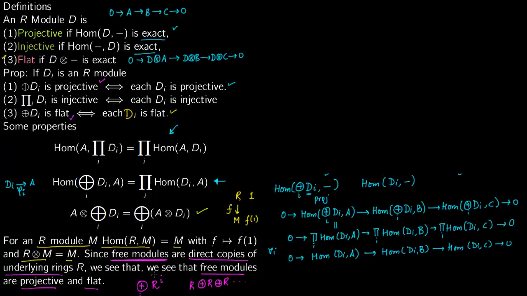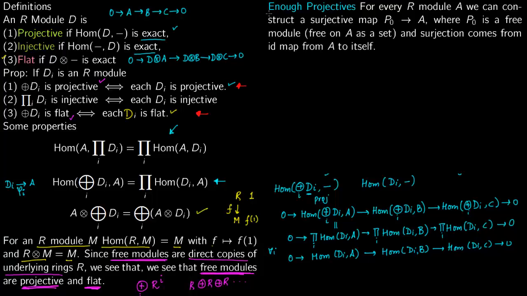So this is important. Again, free modules are direct copies of underlying rings. So free modules are projective and they are flat. Again, we are using this property here and this property right here. So yeah, that is pretty much it. In order to check it, you should just write the sequence for yourself and see that what I'm saying makes sense. It's exactly copying these two, 1 and 3 here, but still you should check.